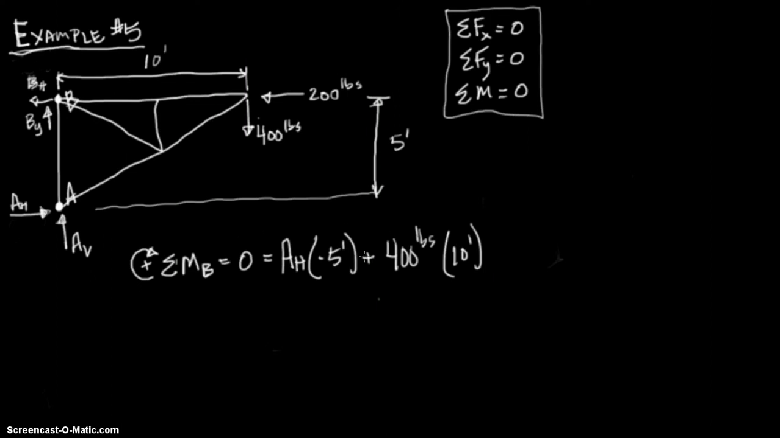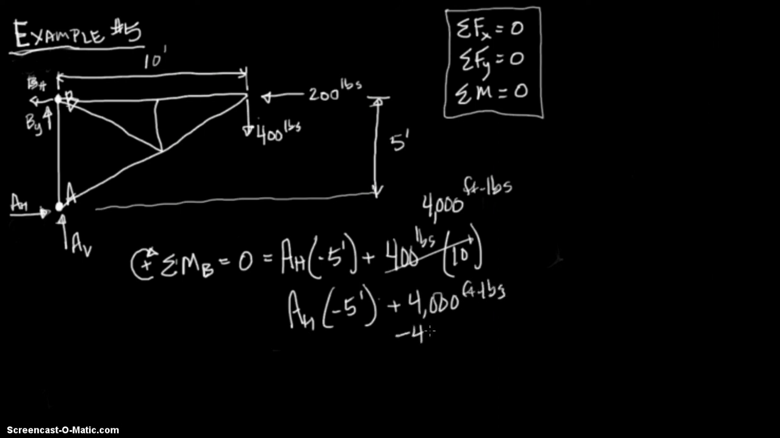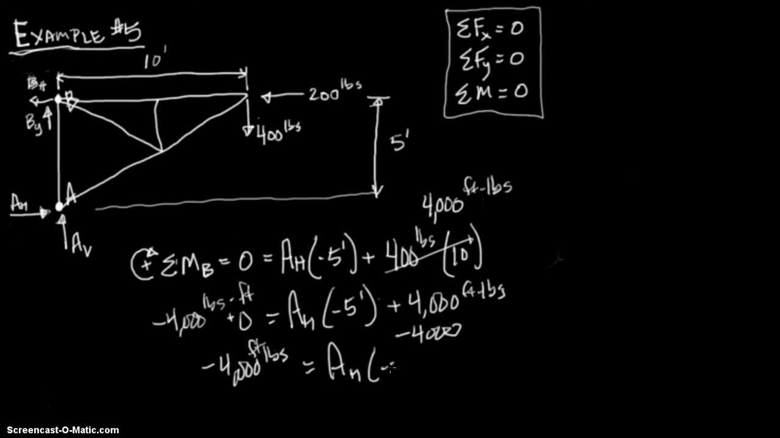Now we solve for AH, and this is just a matter of algebra. We have 4,000 foot pounds, which is a moment unit, plus AH times negative 5 foot. To get rid of the 4,000 foot pounds, you subtract it from both sides. This is 0 initially, so you're adding a negative 4,000. So this is negative 4,000 pound feet, some people write it like that, equals AH times negative 5 foot.